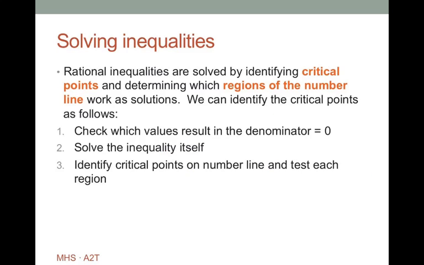All right, inequalities. Okay, rational inequalities are solved by identifying critical points and then finding the regions on the number line that work as solutions. So we basically find the critical points and then we test the range on either side.